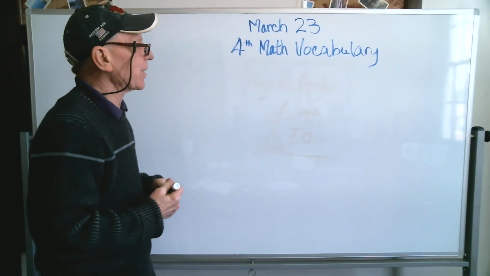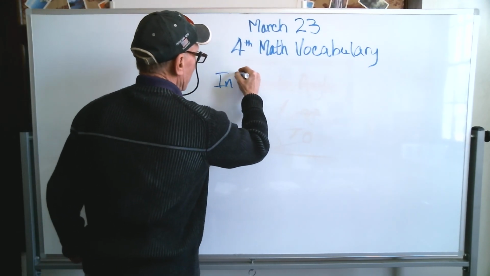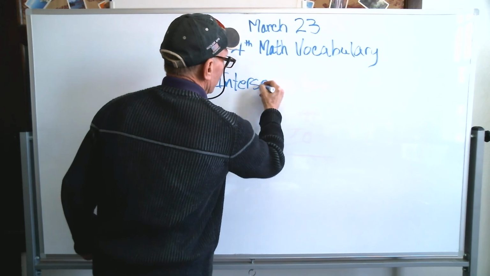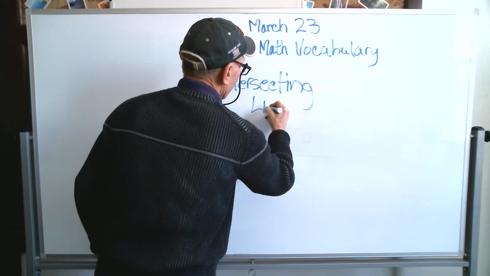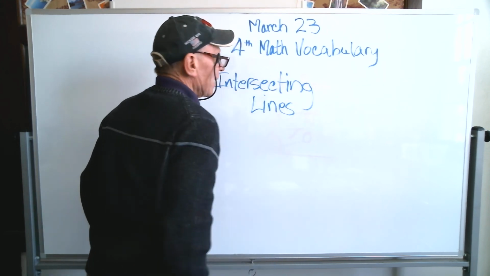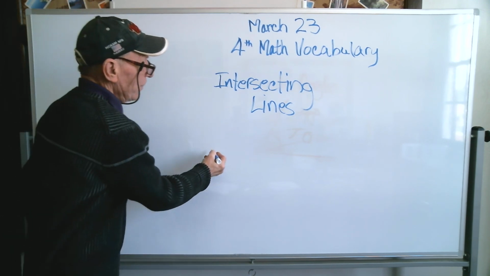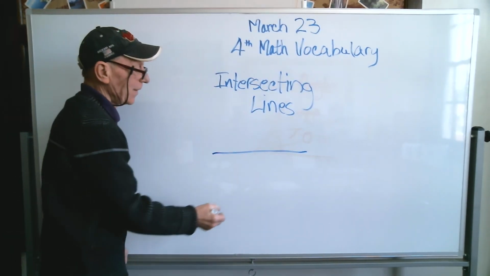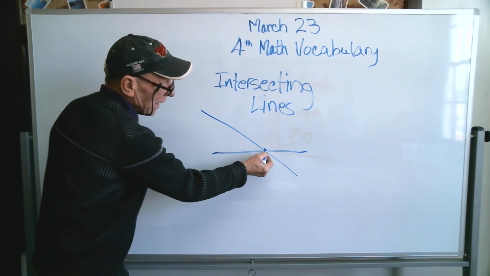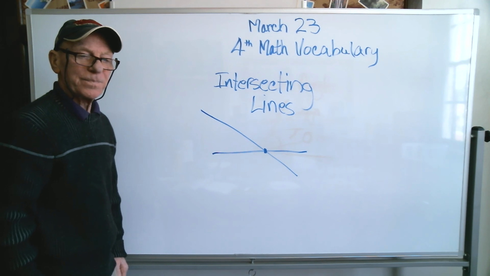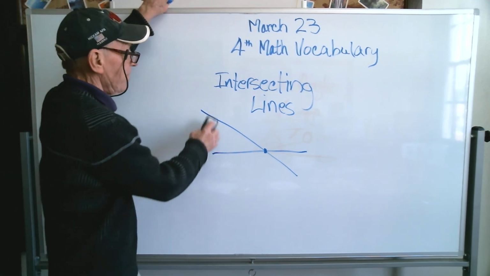The next vocabulary was intersecting lines. Intersecting, I-N-T-E-R-S-E-C-T-I-N-G, intersecting lines. And intersecting lines are just two lines that cross each other. There's a line, there's another line. They intersect at this point. Are you remembering this stuff?